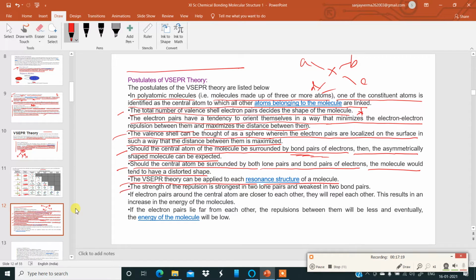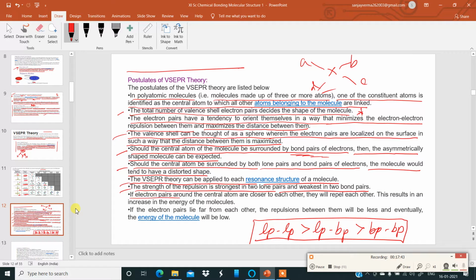The strength of the repulsion is strongest between 2 lone pairs and weakest between 2 bond pairs. So, lone pair-lone pair repulsion is greater than lone pair-bond pair repulsion, which is greater than bond pair-bond pair repulsion. Remember this order. Now, if electron pairs around the central atom are closer to each other, they will repel each other. This results in an increase in the energy of the system, that is the molecule. If the electron pairs lie far from each other, the repulsion between them will be less and eventually the energy of the molecule will be low. This is also another important point.